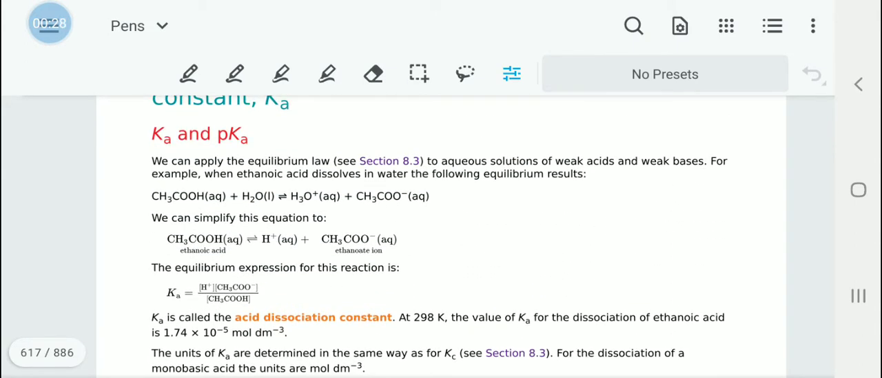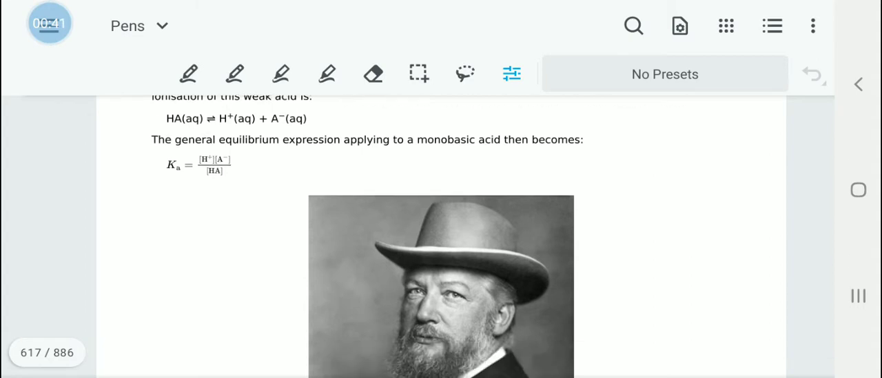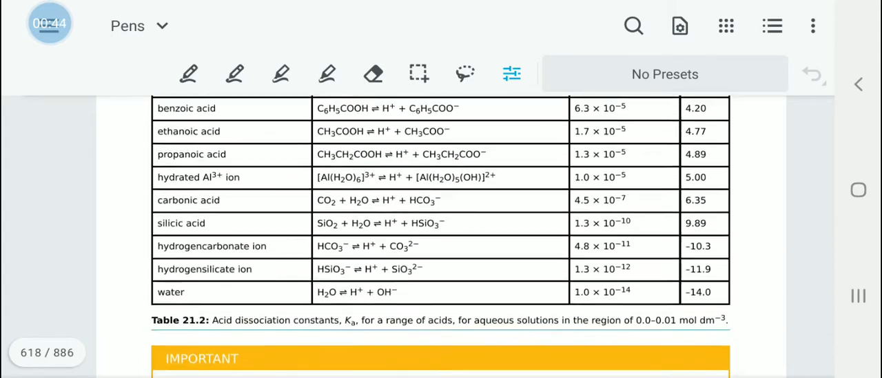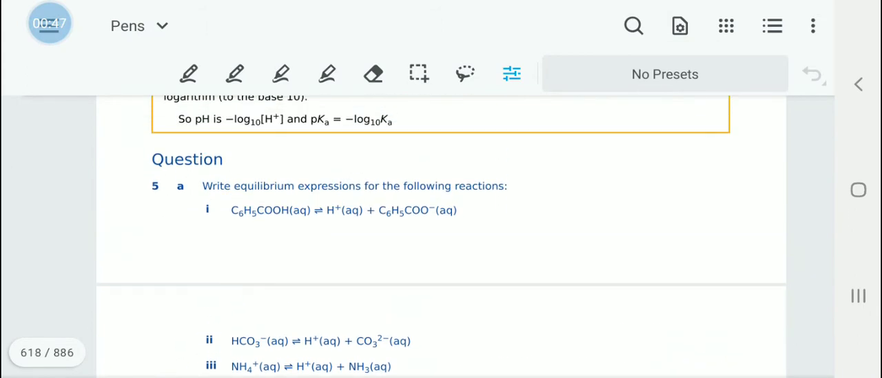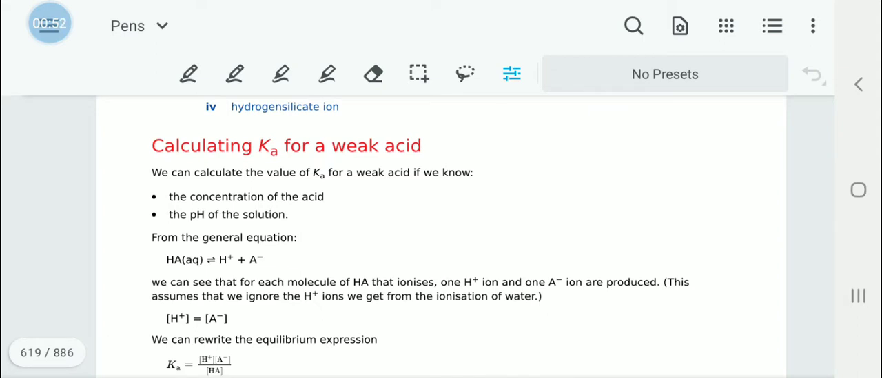In the earlier situation, as you can see here, the equilibrium expression was [H+][CH3COO-] divided by [CH3COOH], or the general formula Ka equals [H+][A-] over [HA]. In that situation, we took the concentration of the acid to be equal to the concentration of the H+ ions. But now for a weak acid there is a problem, because we can't take the H+ ion concentration to be equal to the concentration of the acid, because not all the acid would dissociate.